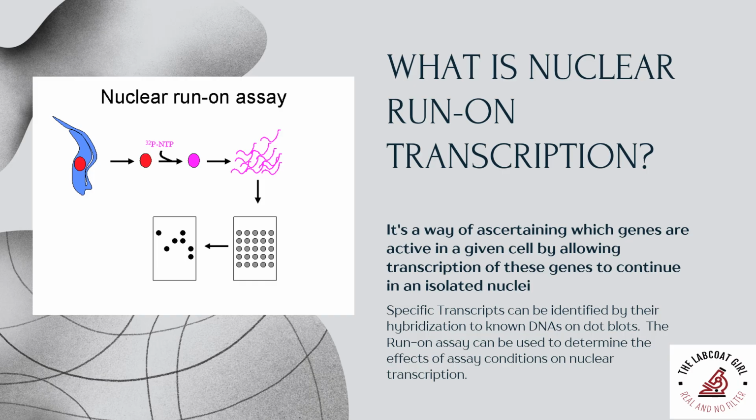Okay. Now, ये सब तो हो गया. What will you do later? How will you find out? So once the labeled run-on transcripts have been produced, they must be identified. Cool. So the easiest way to perform the identification is by dot blotting.